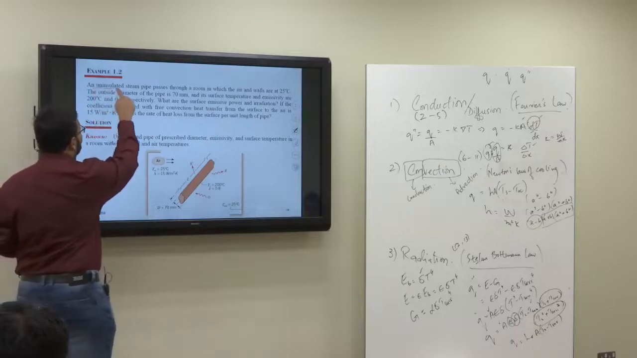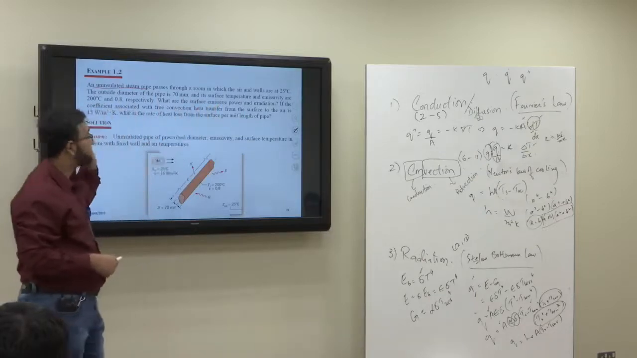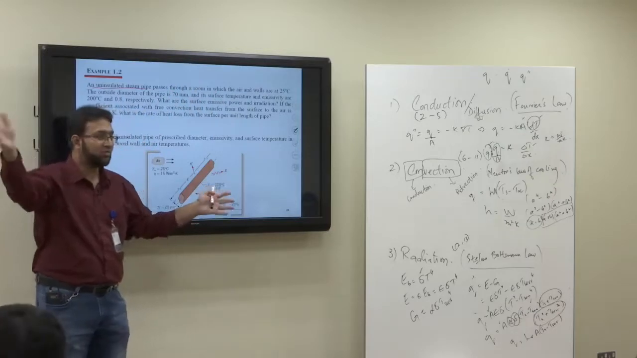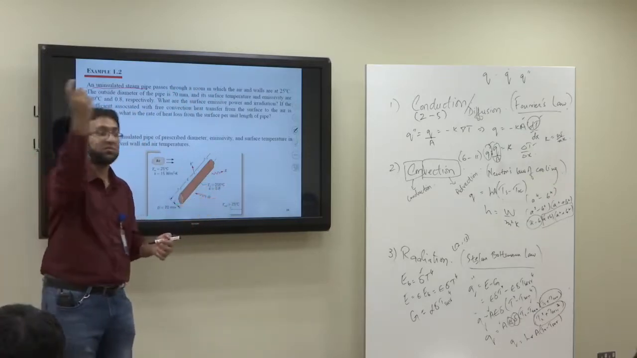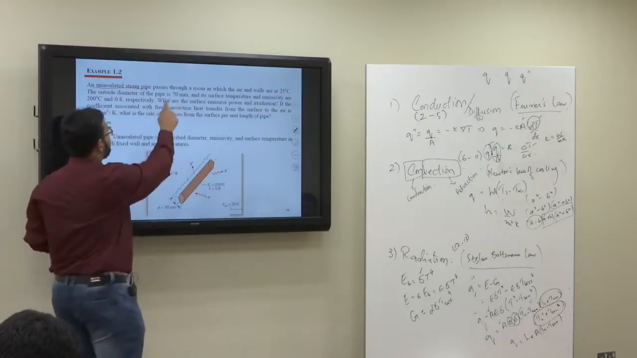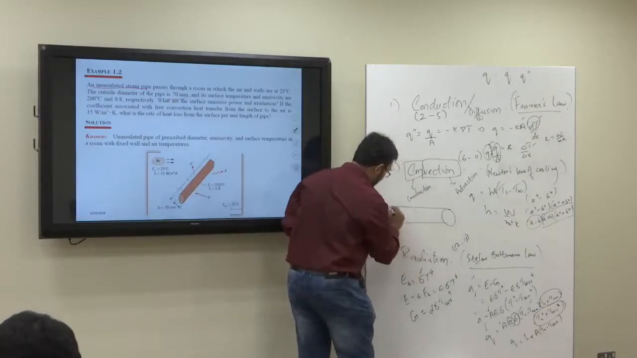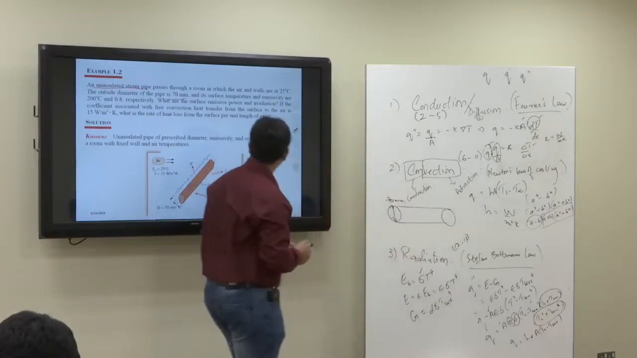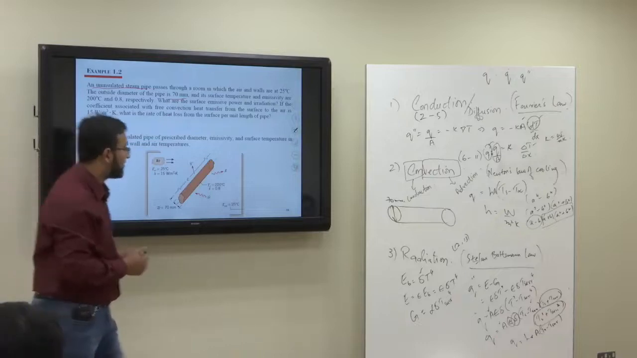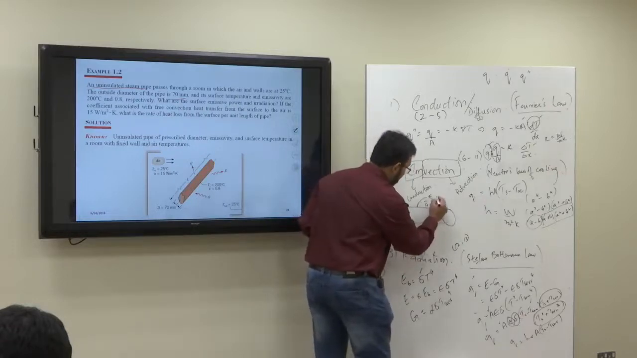An uninsulated steam pipe carries steam and passes through a room in which the air and walls are at 25 degrees centigrade. So suppose you have a pipe which is passing through this room. The walls are at 25 degrees, the room is at 25 degrees. The outside diameter of the pipe is 70 millimeter. Its surface temperature and emissivity are 200 degrees centigrade and 0.8. So the surface of it, Ts, is at 200 degrees centigrade, and its emissivity is 0.8.